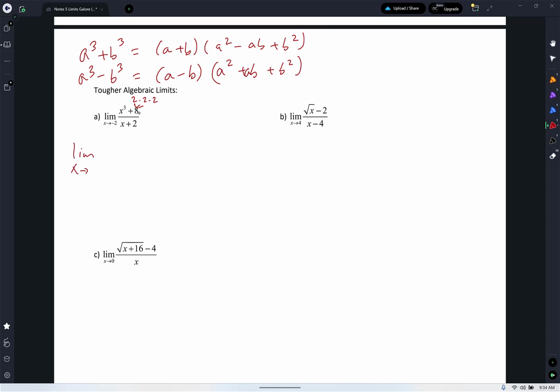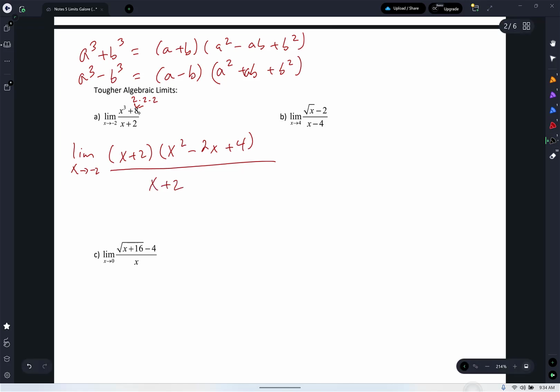Limit as x approaches negative 2, x plus 2 times x squared minus 2x plus 4, all over x plus 2. What's going to cancel out? The x plus 2's. Now I can do direct substitution. 2 squared is 4, 2 times 2 is 4, so 4 minus 4 is 0, so this looks like it's 4. And that's it. How do we feel, guys? Do we feel okay?